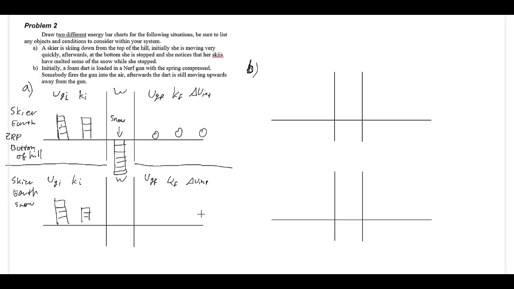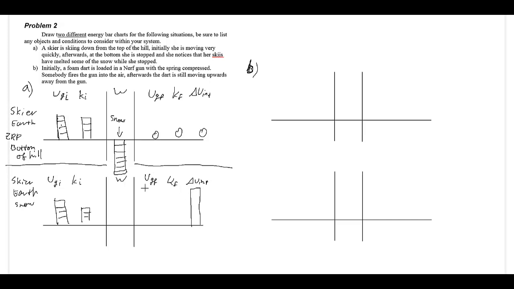We'll learn more about that next year if you happen to take AP2. That's one of the first things we're going to learn about. So this is all transferred into heat energy, and since the snow is in the system, we can account for this heating energy by counting it as a bar here.